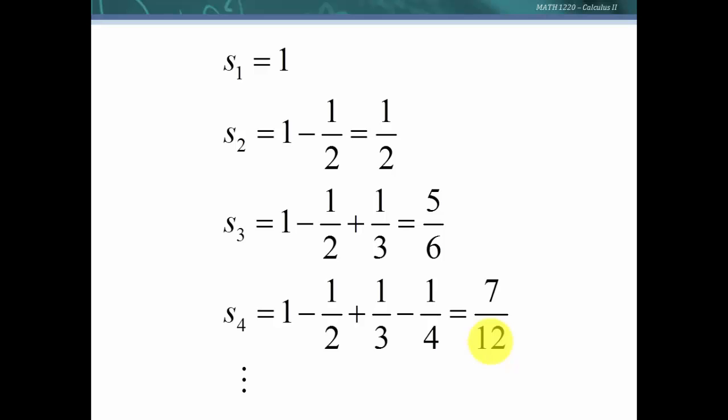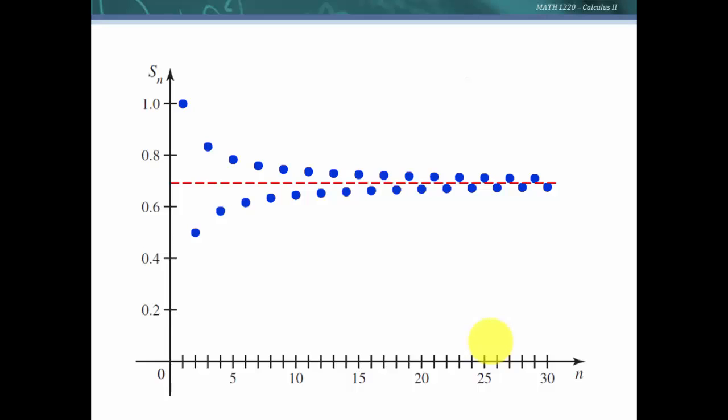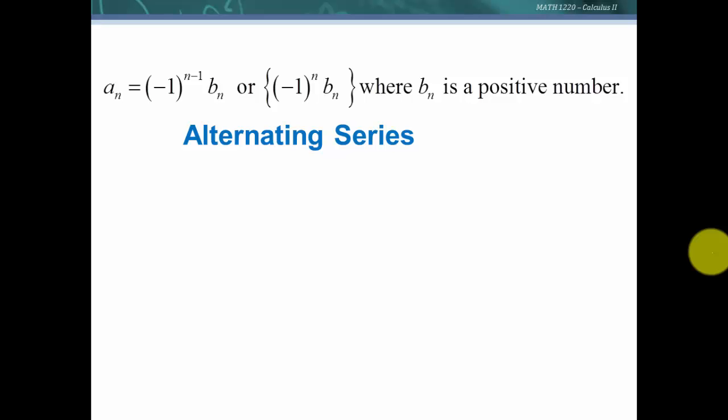So is this converging? Let's look at a graph, and as we look at the graph, it appears to converge about this line here, because we started here at 1 and then we have these back and forth, but it looks like we are converging here. So we're going to be interested in an alternating series test to determine if alternating series converge or not.